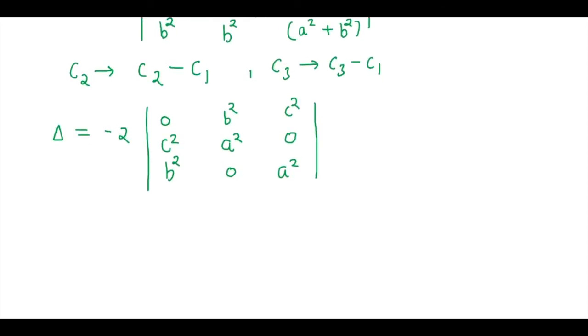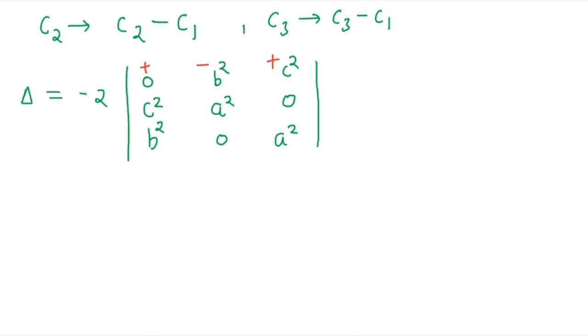Now nothing more, we will just expand it. Now let's do the expansion. This del is equal to minus 2. I will expand according to this row R1. The first term is 0, the second term is minus b square, so leave this column and row. You will get c square 0 and b square a square. So c square a square will directly be c square into a square. We did cross multiplication, and this term will be 0.